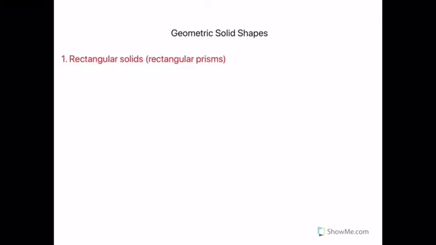They are three-dimensional. So first let's start with rectangular solids, or rectangular prisms. They are solid shapes having two bases that are parallel and congruent. They also have 6 faces, 8 vertices, and 12 edges. So let's go ahead and bring one up and see what this means, these faces, vertices, and edges.